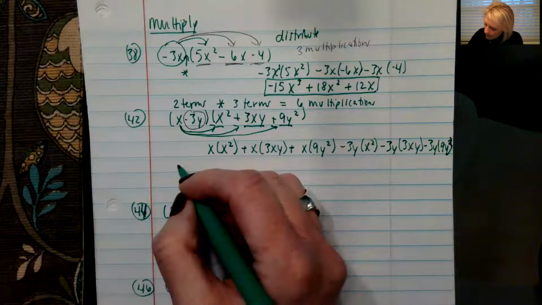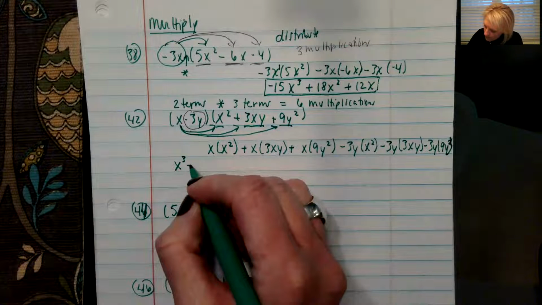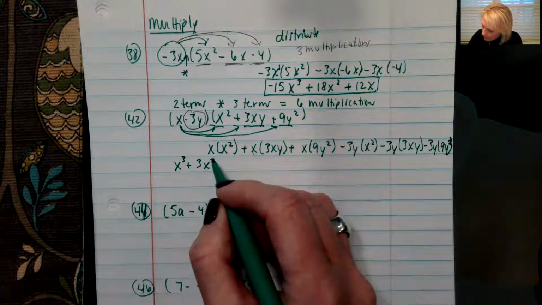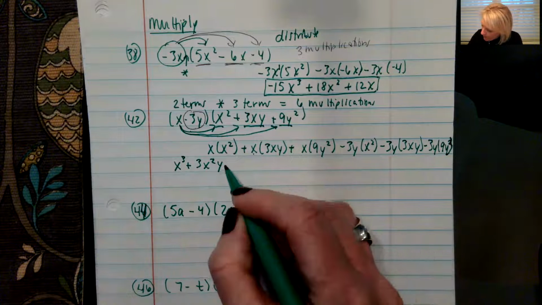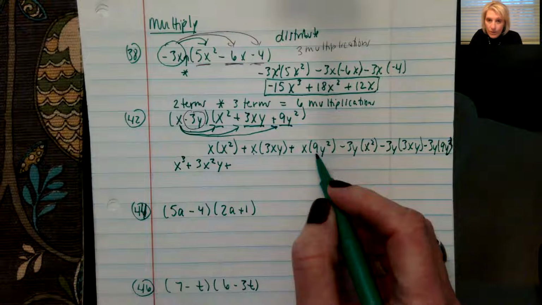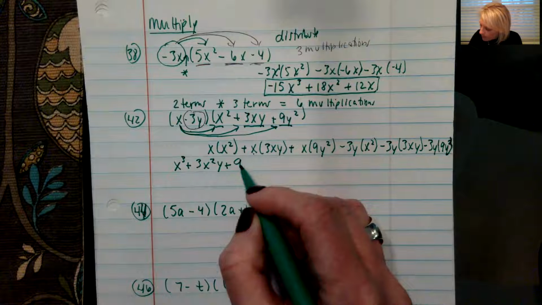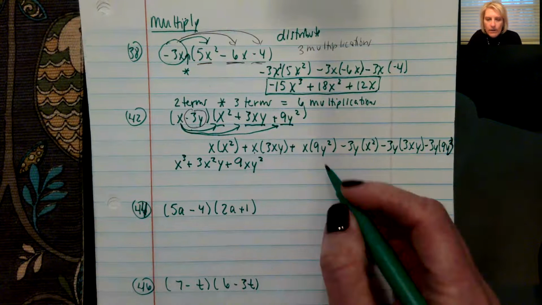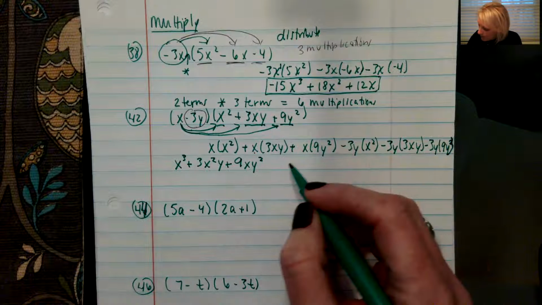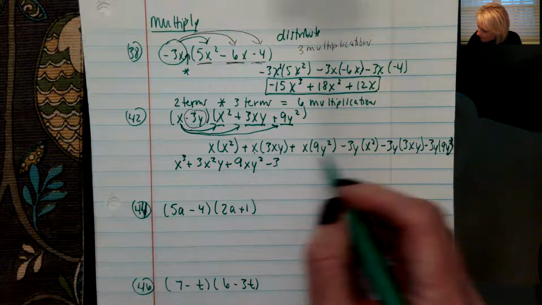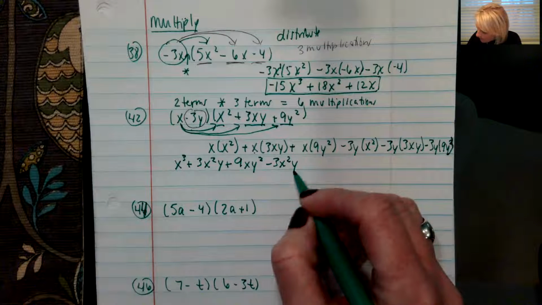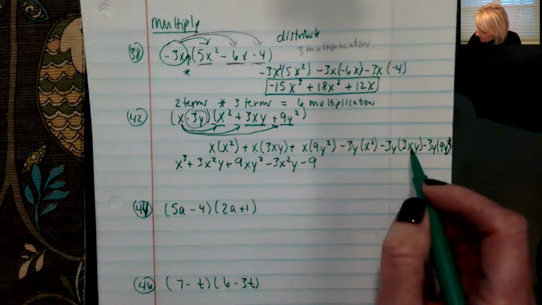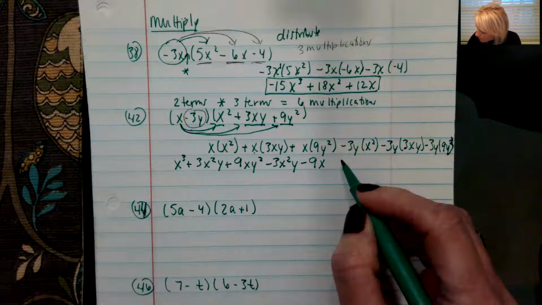So x times x squared is x cubed plus 3, and x times x is x squared y, plus, no like bases, so we have 9, and I always go in alphabetical order, so 9, and then the x, and then the y squared. Those are just some rules that we try to follow in math. And then we have a minus 3, and again, my x, I'm going to put first for alphabetical reasons, x squared y, and then a minus 3 times a 3 is a minus 9x, and that's a y times y, so y squared.